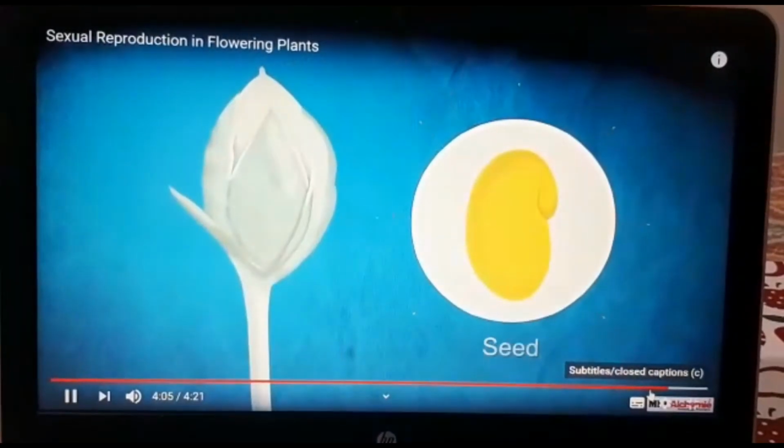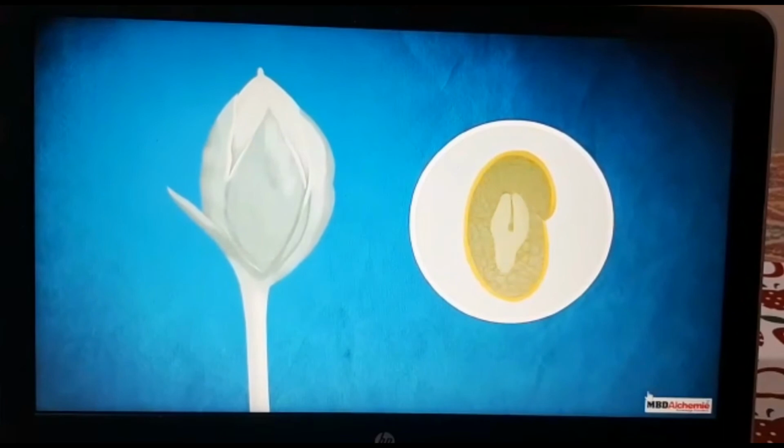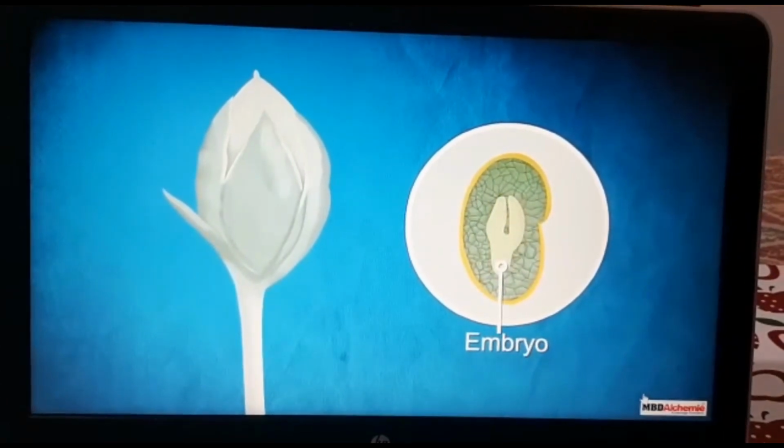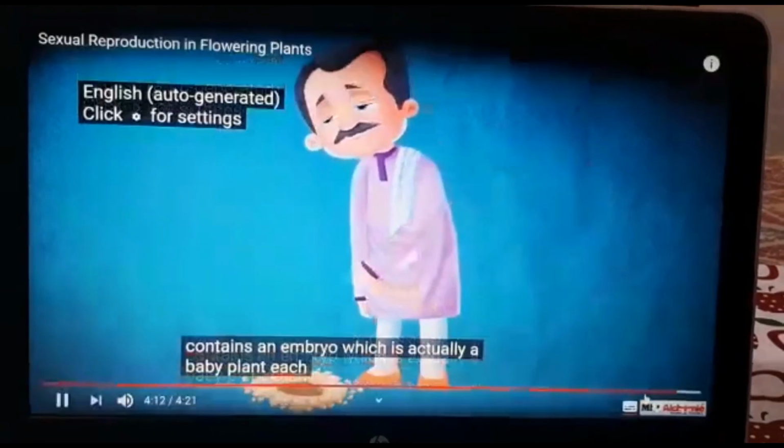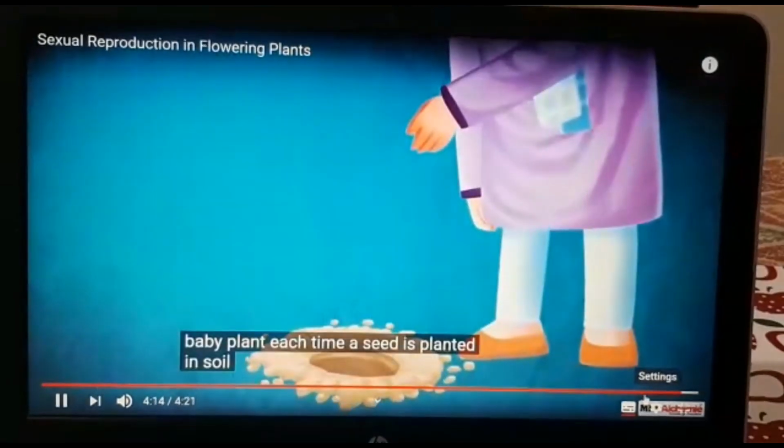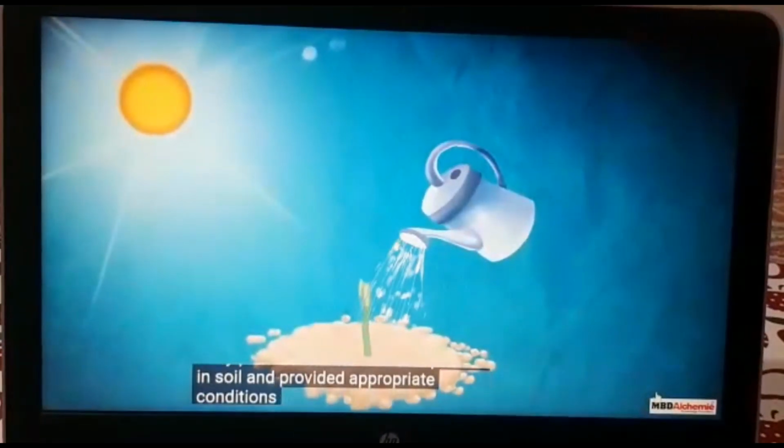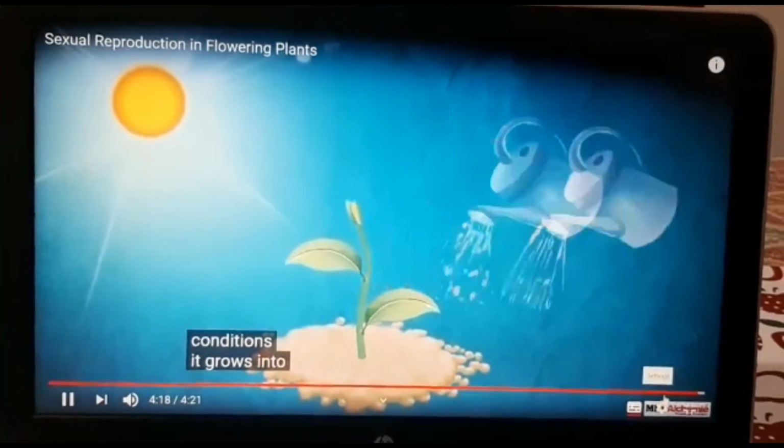So, a seed present inside a fruit contains an embryo, which is actually a baby plant. Each time a seed is planted in soil and provided appropriate conditions, it grows into a seedling.